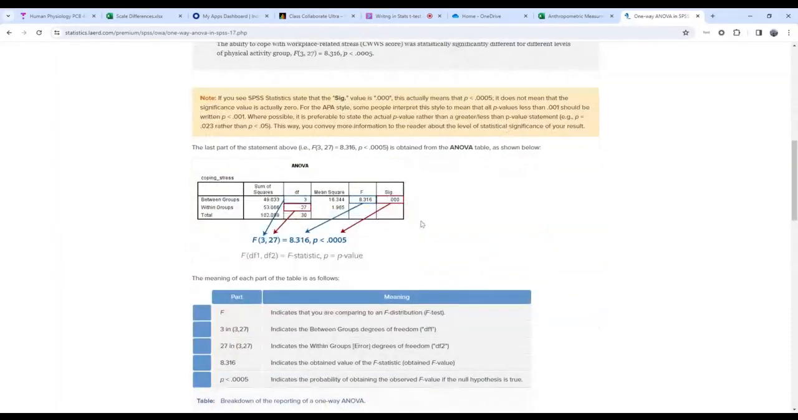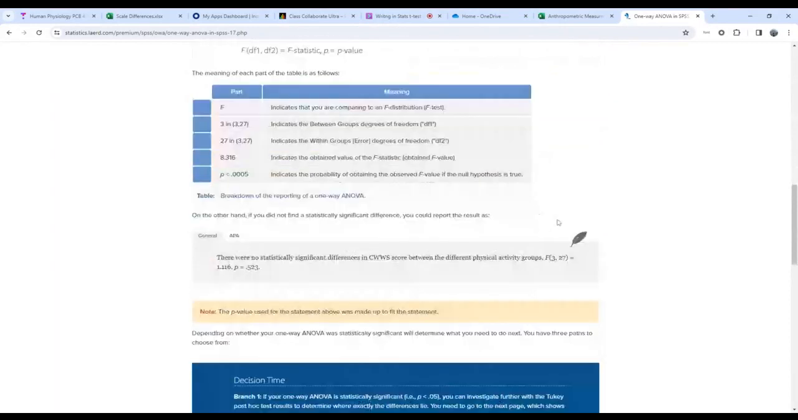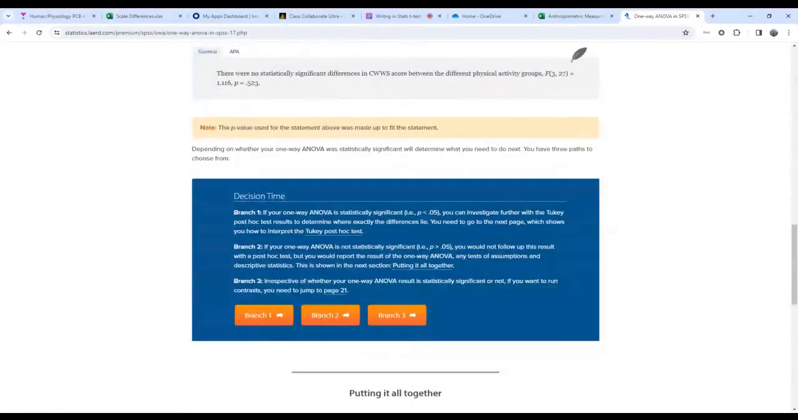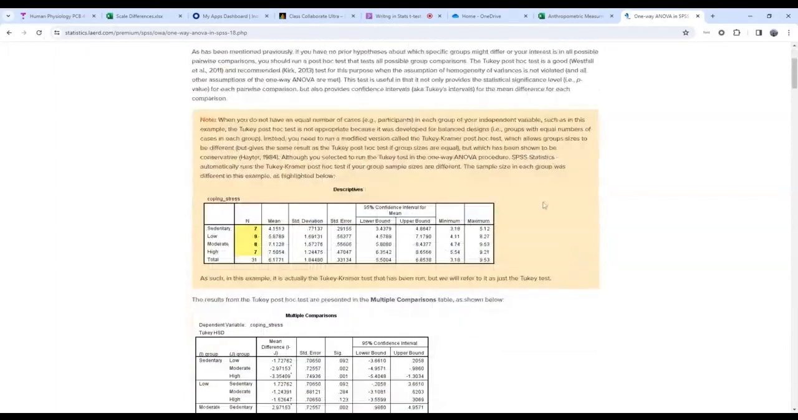And again, they're showing you what I just told you right there. So it's very good. It's very detailed. If your one-way ANOVA is statistically significant, you can investigate further with a Tukey post hoc. So that's what we want to do. So I'm just going to do Tukey. Okay. So here we go.